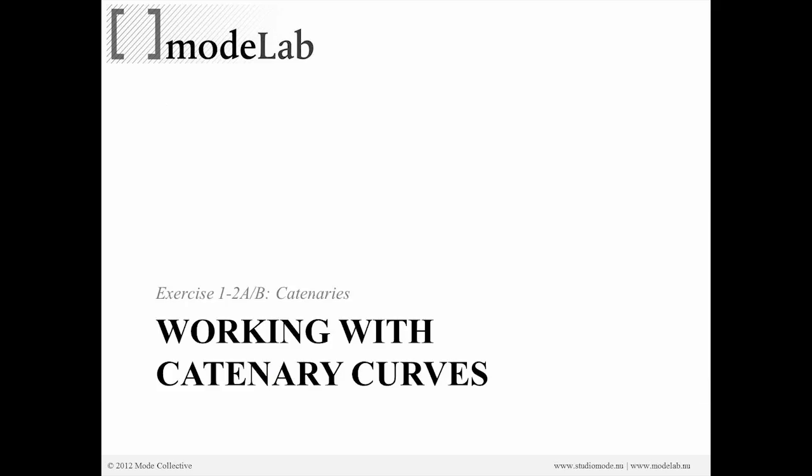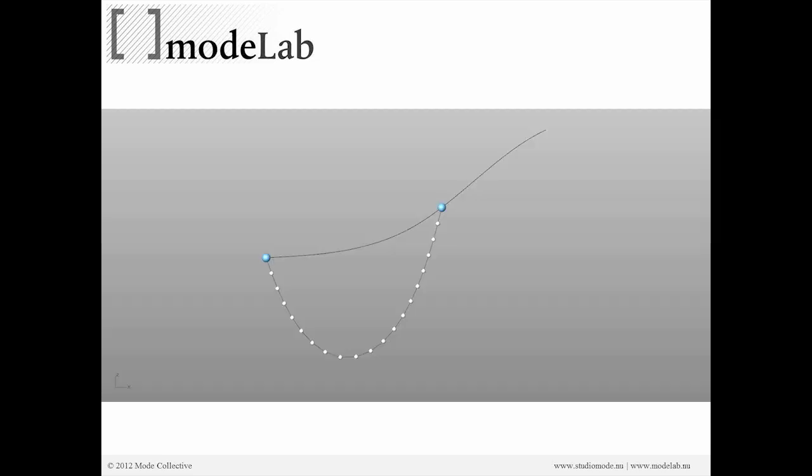Okay, so the next thing we want to do is start to work with catenary curves. Catenary curves are, I think, a very clear and direct way for us to begin to implement particles and springs in a way that we can understand what we're going to get when we work with them.